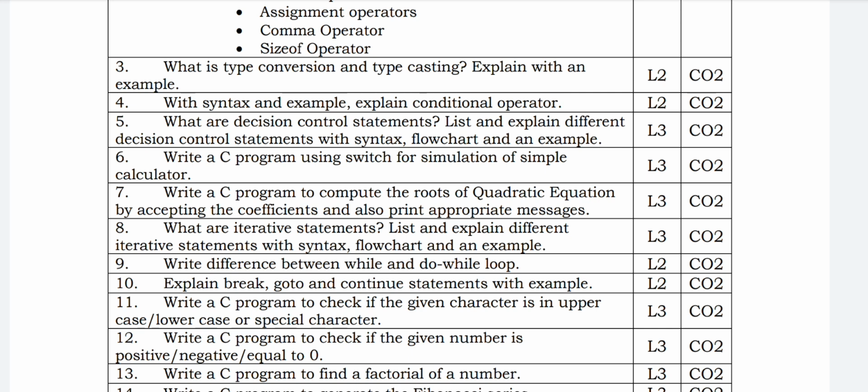Seventh question, write a C program to compute the roots of quadratic equation by accepting the coefficients and also print appropriate messages. Eighth question, what are iterative statements? List and explain the different iterative statements with the syntaxes, flowchart and an example. Ninth question, write a difference between while and do while. 10th question, explain break, goto and continue statement with examples.